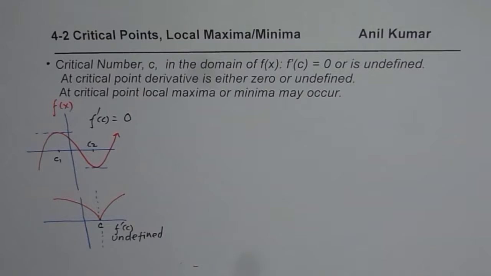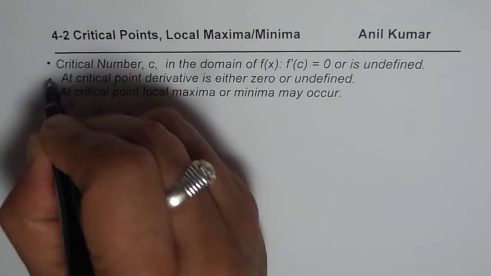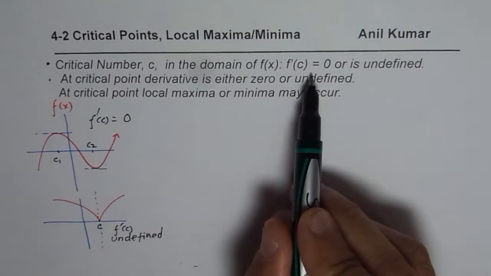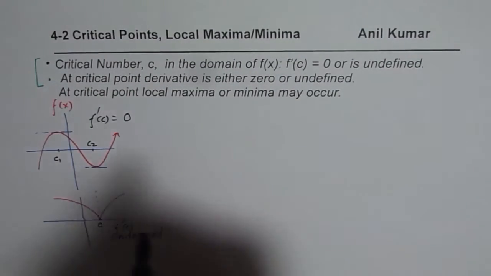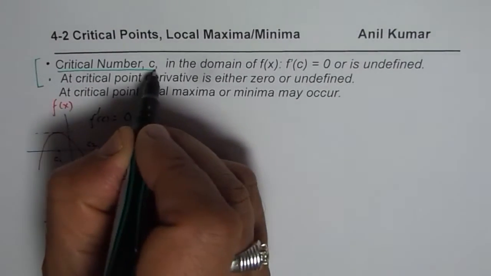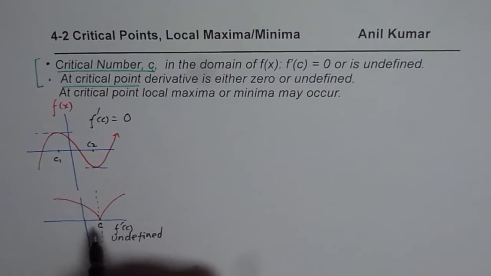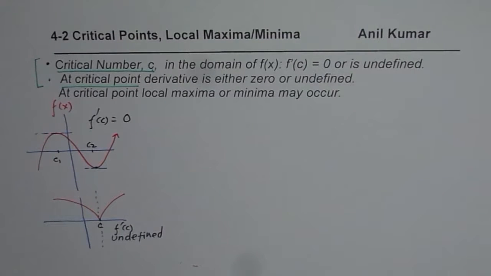Now, the second point which you need to understand is that at a critical point, the derivative is either 0 or undefined, which we have already considered, right? So a critical number is in the domain of the function. So it has to be in the domain where the derivative is 0 or undefined. These are kind of the same thing, but we are using two different terms. At times we use critical number C, at times we use critical point P, for example. So that becomes a critical point, this becomes a critical point, right?